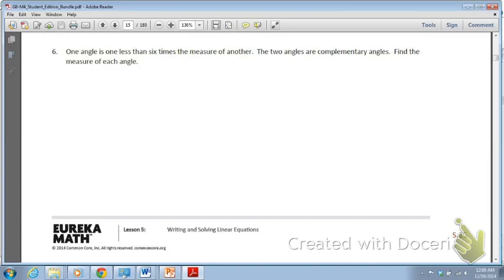Okay, last exercise, exercise 6. One angle is 1 less than 6 times the measure of another angle. The two angles are complementary angles. Find the measure of each angle. So this time they're not talking about a number here. So I'm going to be able to let x be the measure of one of the angles. So let's let x be one angle.